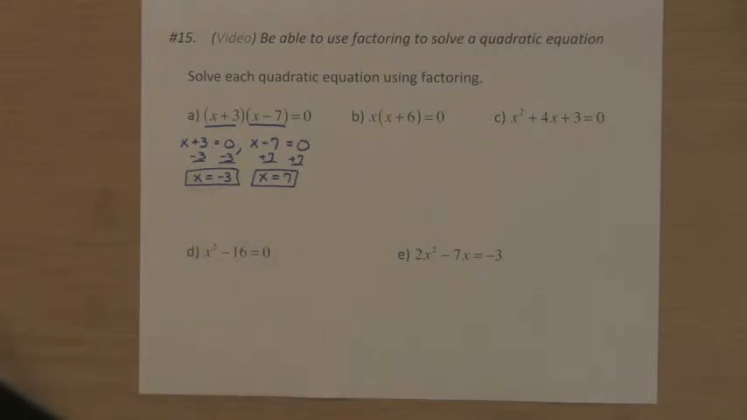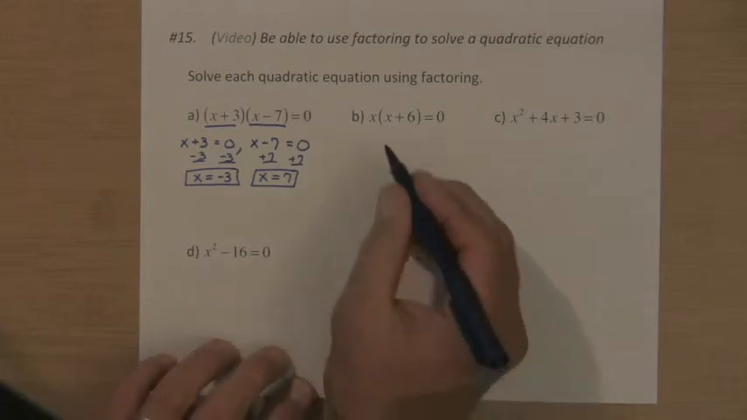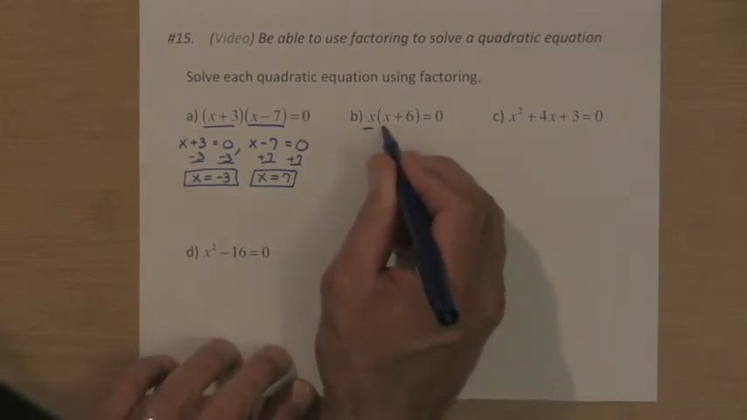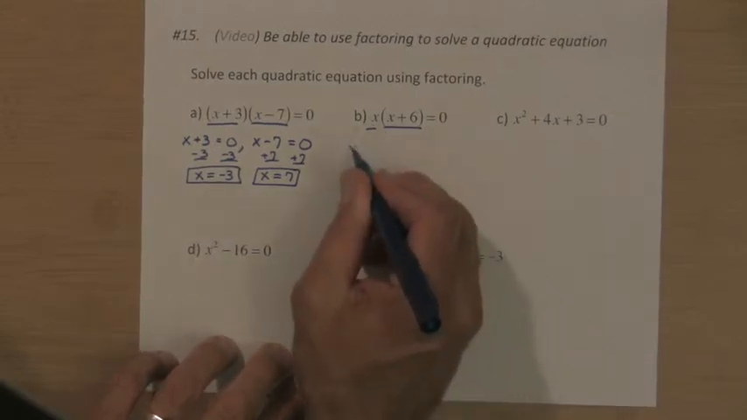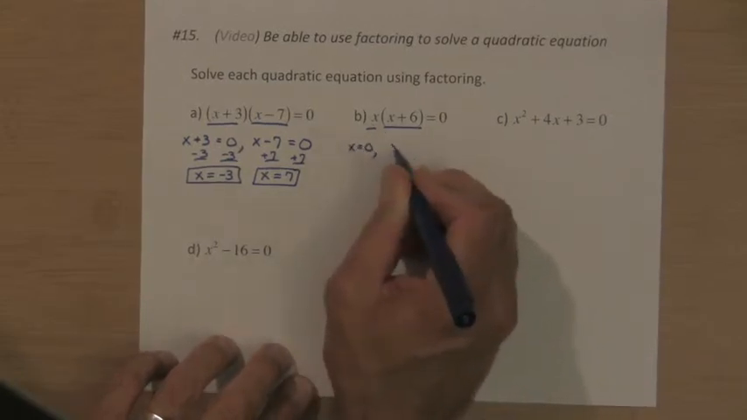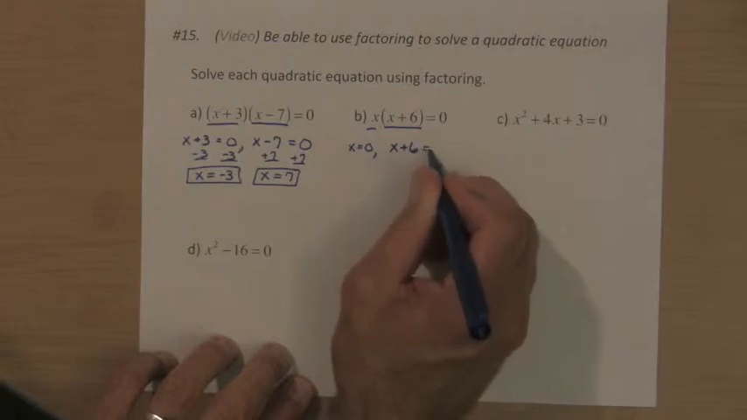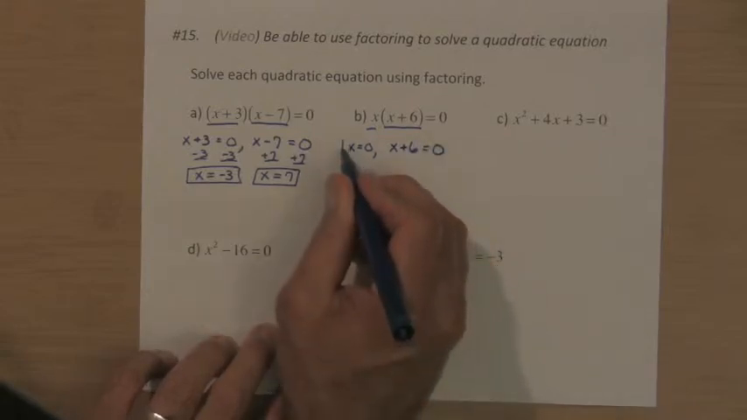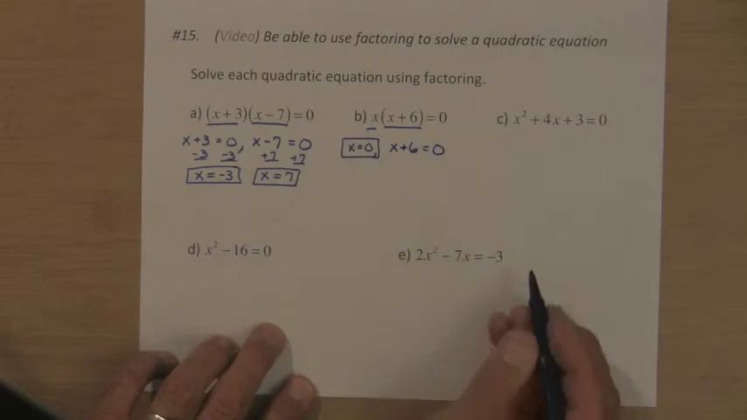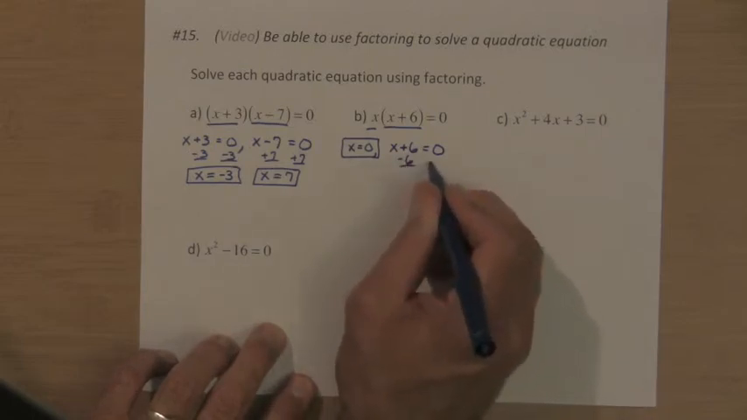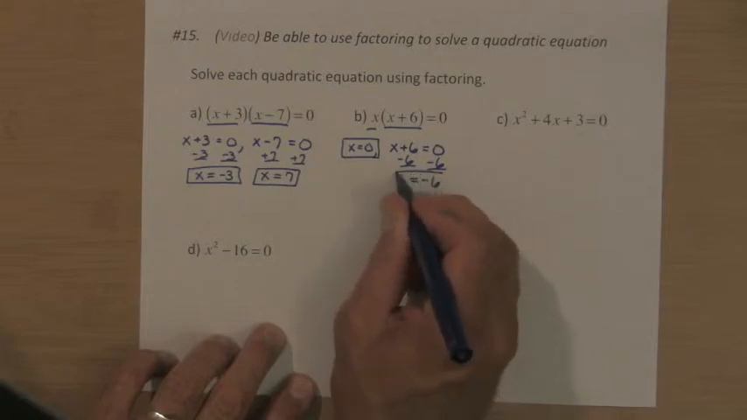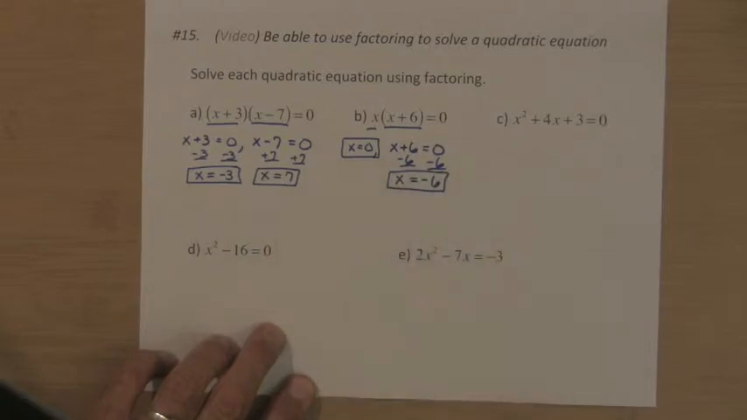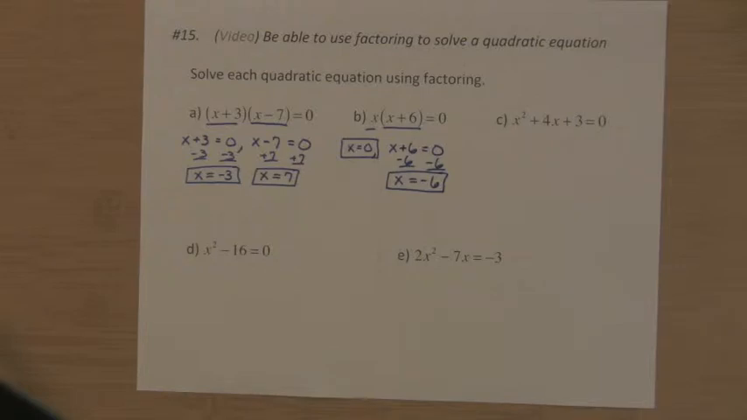The second one is also already factored, and it equals 0. My two factors are x and x plus 6. Those are multiplied to equal 0. So either the first factor equals 0, x equals 0, or the second factor equals 0, x plus 6 equals 0. This is already solved for x, so my one solution is x equals 0. To solve the second equation for x, I subtract 6 from both sides, and I get x equals negative 6. So I have two solutions for that problem, both 0 and negative 6.